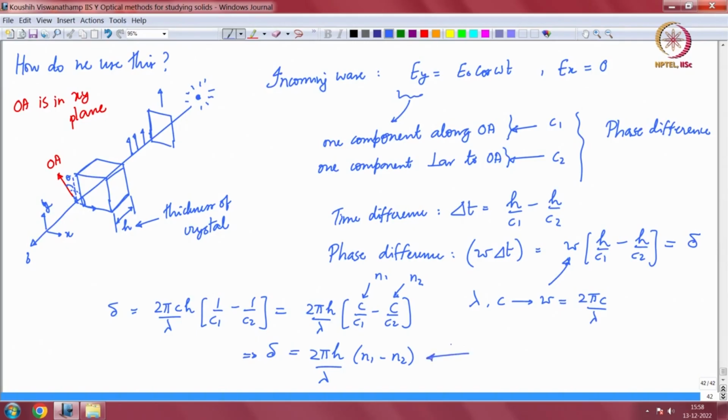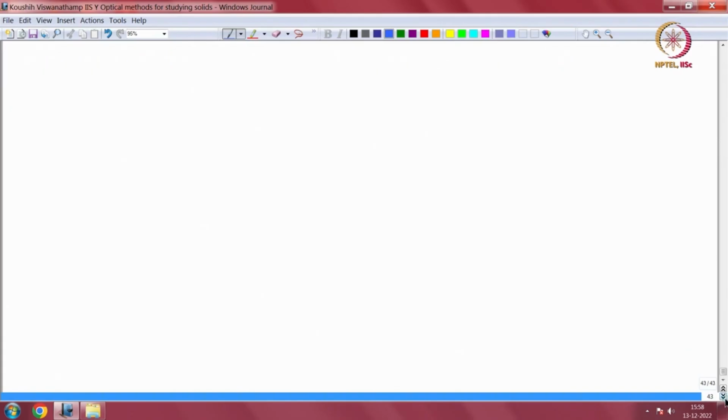And this is applicable for any case where the optical axis is perpendicular to the propagation direction. Okay. Any crystal of thickness h, you will always see this phase difference if the optical axis is perpendicular to the propagation direction. Okay. So, let me write that down again. So, this is 2 pi h by lambda into n1 minus n2.